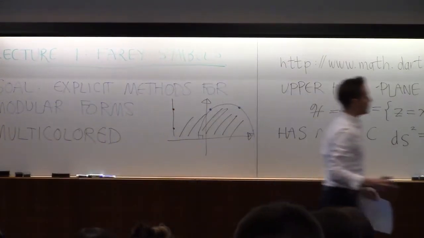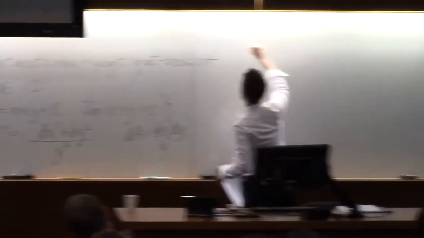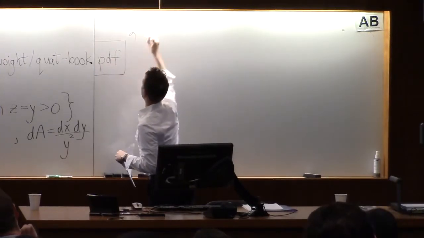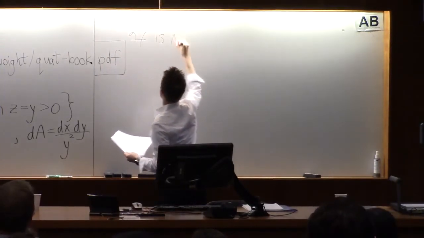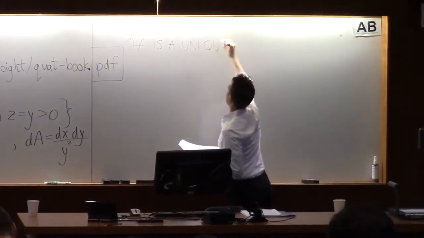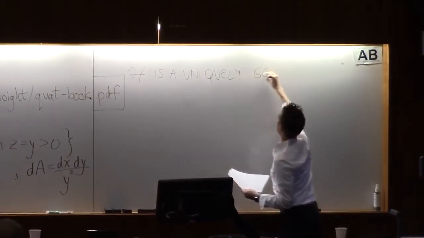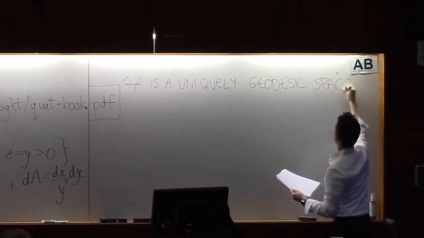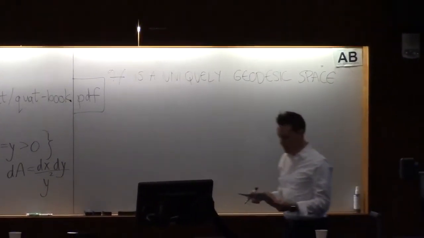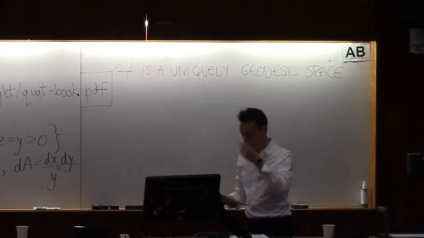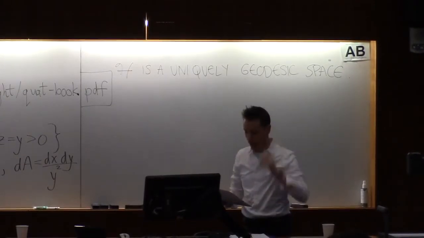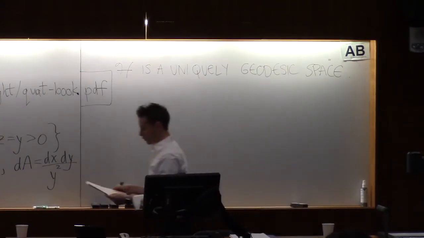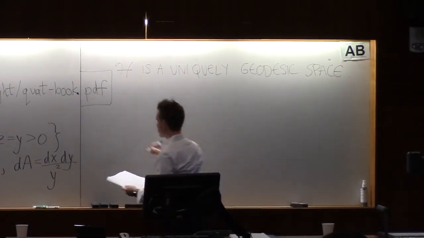The upper half plane, as a result of this calculation, is a uniquely geodesic space. So among all metric spaces, this is one that has, between any 2 points, a unique shortest path, one that minimizes the integral of the ds. The geodesics are vertical lines and semicircles.